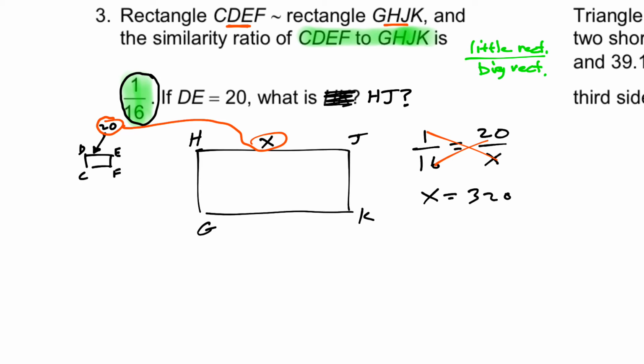So remember, X was our length of segment HJ, that's what we were trying to find. So we can write the length of segment HJ is 320. All right, on to the last problem finally.